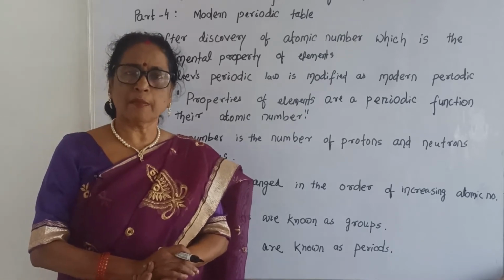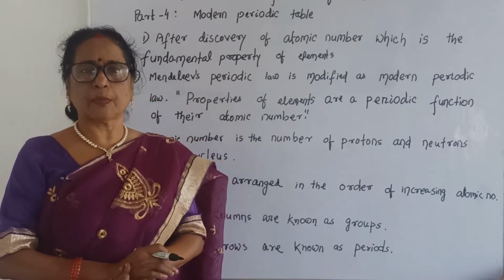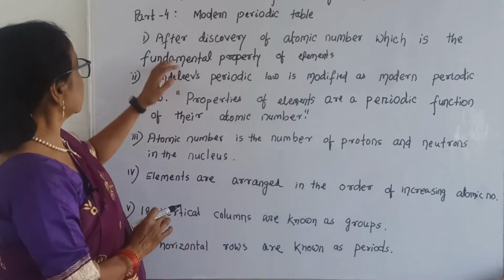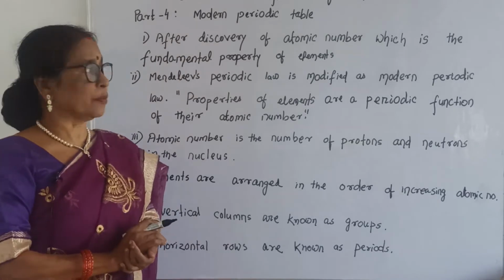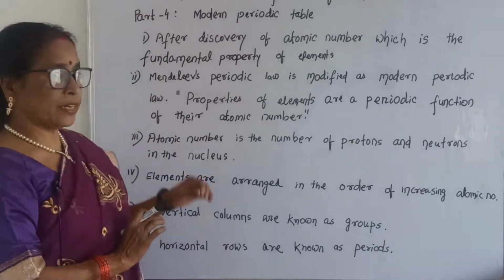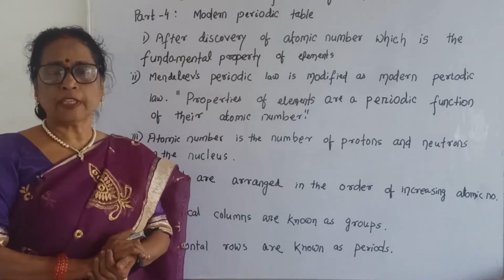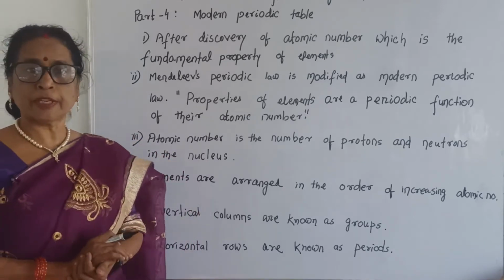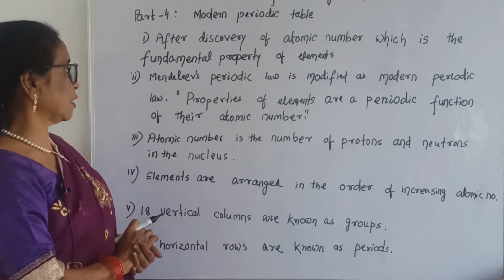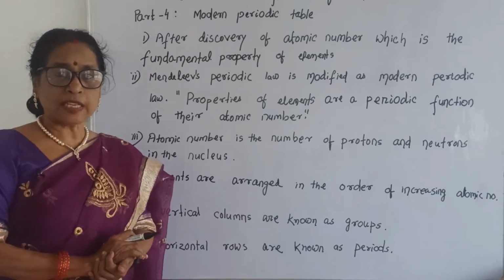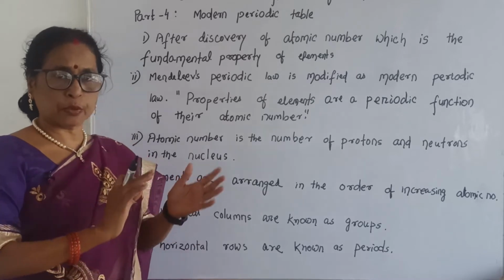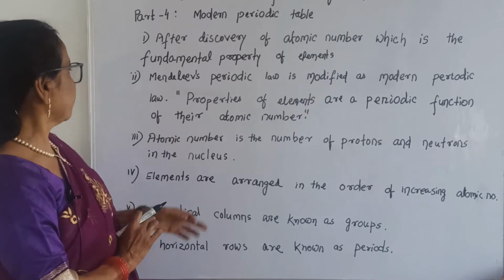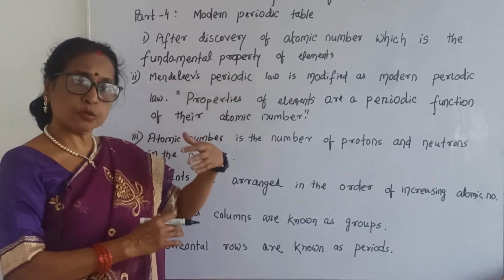What is atomic number? Atomic number means the number of protons and number of neutrons in the nucleus. Now see, after the discovery of atomic number, which is the fundamental property, atomic number is the fundamental property of the atom, that is, a property of elements. What is atomic number? I told you, the number of protons plus number of neutrons in the nucleus of an atom. Mendeleev's periodic law was also modified.